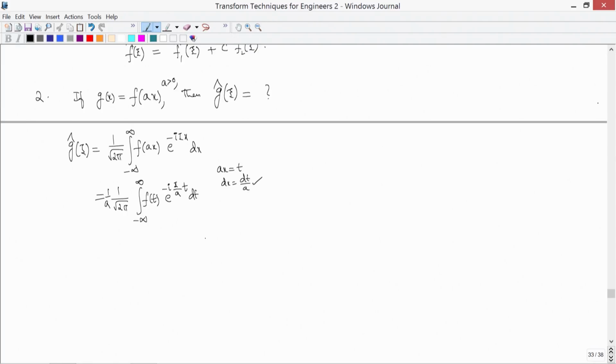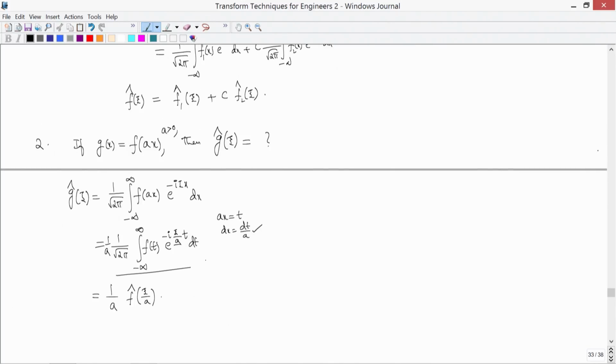So what exactly you have now is 1 by a times the Fourier transform f cap, where instead of xi you have xi by a. What happens if a is negative? When you substitute the limits, t actually goes from infinity to minus infinity, and flipping that gives you a minus. So if a is negative, what you get is minus 1 by a times f cap of xi by a.